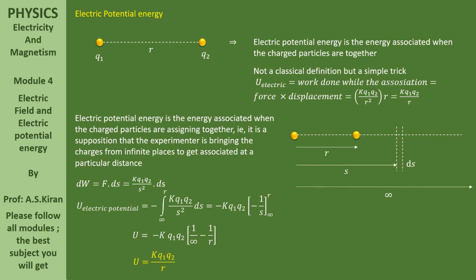See, in this example we did this derivation by taking positive charges, both positive. If one is positive and the other is negative, what will happen? Nothing will happen. In place of q1 and q2, you will take their corresponding signs also, because electric potential energy is a scalar quantity. Its unit is joule.